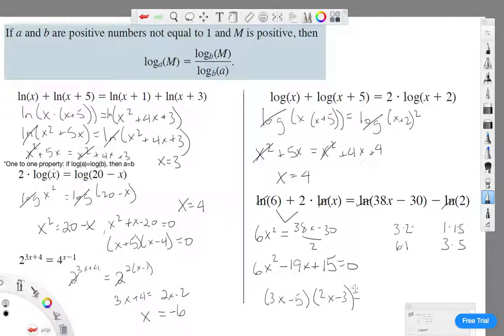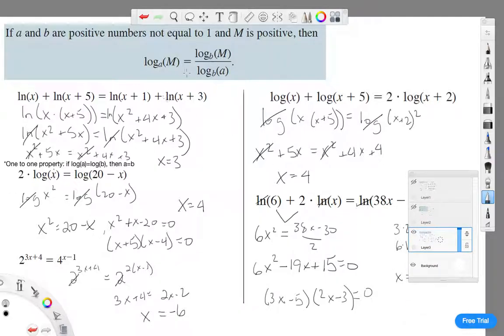6x squared, outside, minus 9x, inside, minus 10x. Minus 9x minus 10x is minus 19x, plus 15. That all equals 0, and so we can solve then. 3x equals 5 and 2x equals 3, so x is equal to 5/3 or 3/2. And later on we'll look at a base change example. It should be a good start for logs and exponential equations. Remember, they are inverses of one another.